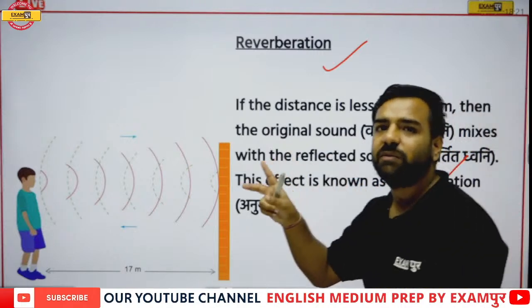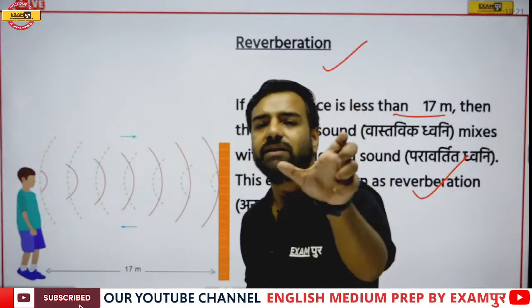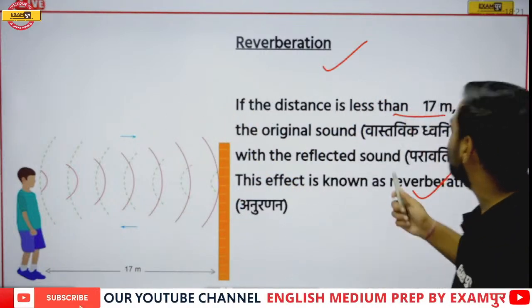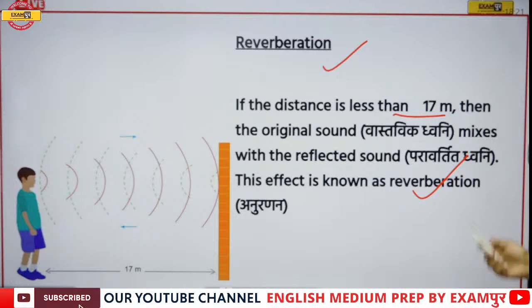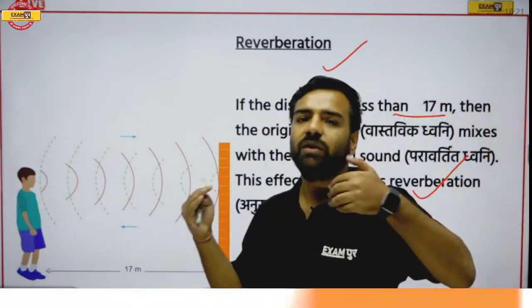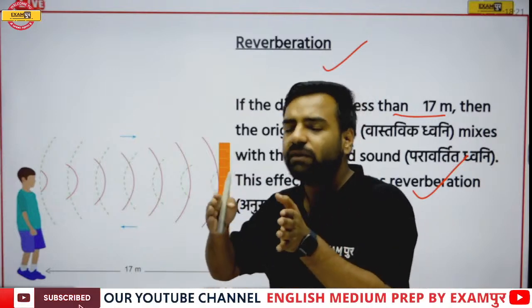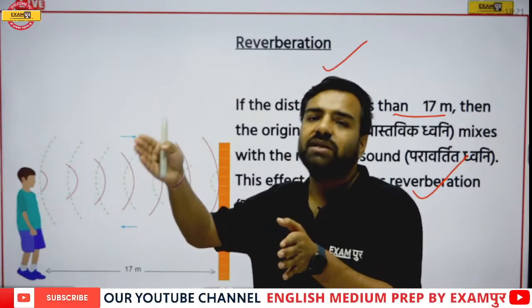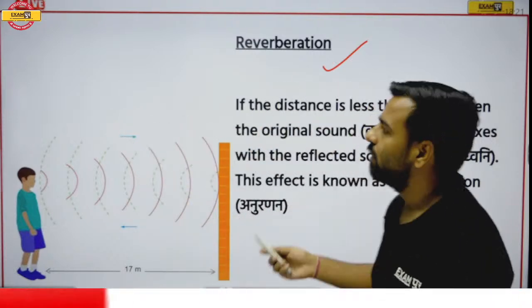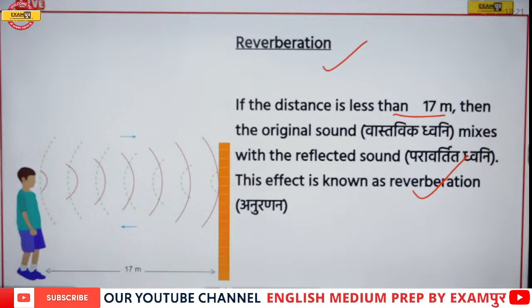So there's a difference between the two. If the distance is a minimum of 17 meters, an echo will be there. But if the distance is less than 17 meters, then this will be known as reverberation. Here we can take the example of a room where you are speaking something, and whatever you have spoken is again coming back but with lesser intensity. So that is reverberation. Okay, now we'll move forward.